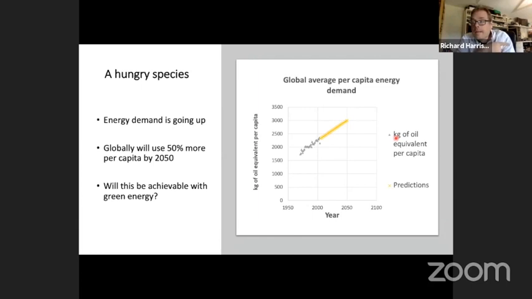And if we look at the trend, it's going in the wrong direction in terms of energy demand. It may be foolish to do so, but if you extrapolate a straight line out from where we are for the next 30 years, we're probably going to use 50% more energy per capita by 2050. That's quite a worrying thought if we're not able to rapidly decarbonize. And then of course it leads to questions about, if we are able to do that, what the demands will be on land use for green energy production.